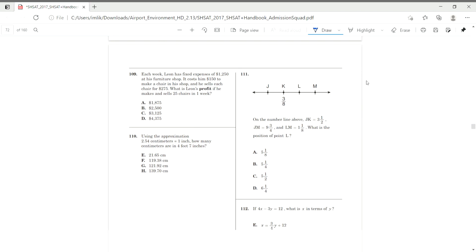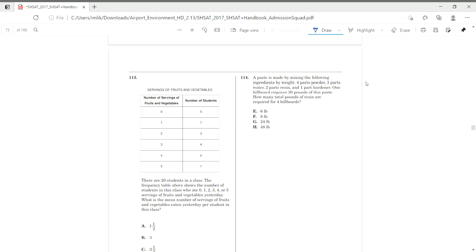Number 114, last question. A paste is made of the following ingredients: 4 parts water, 4 parts powder, 3 parts water, 2 parts resin, 1 part hardener. 1 billboard requires 30 pounds of this paste. How many total pounds of resin are required for 4 billboards? What they don't tell you is that this is essentially a giant ratio, and you can just write it on your own. And you also have a total.